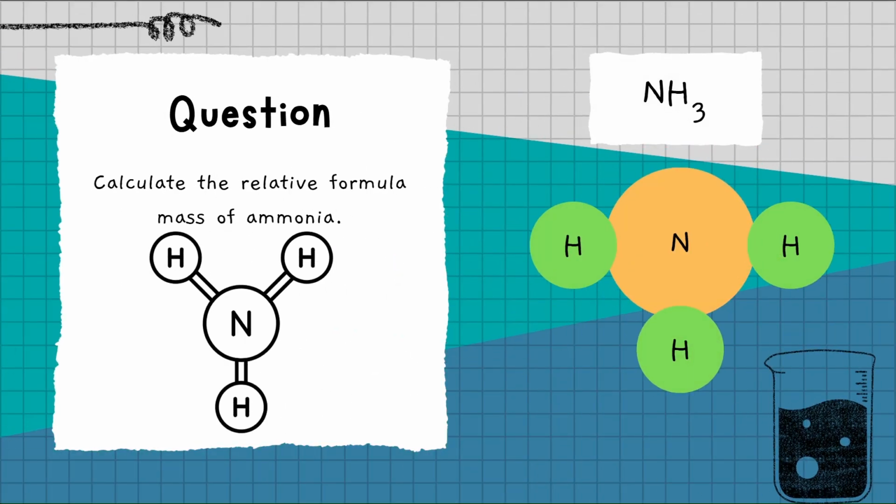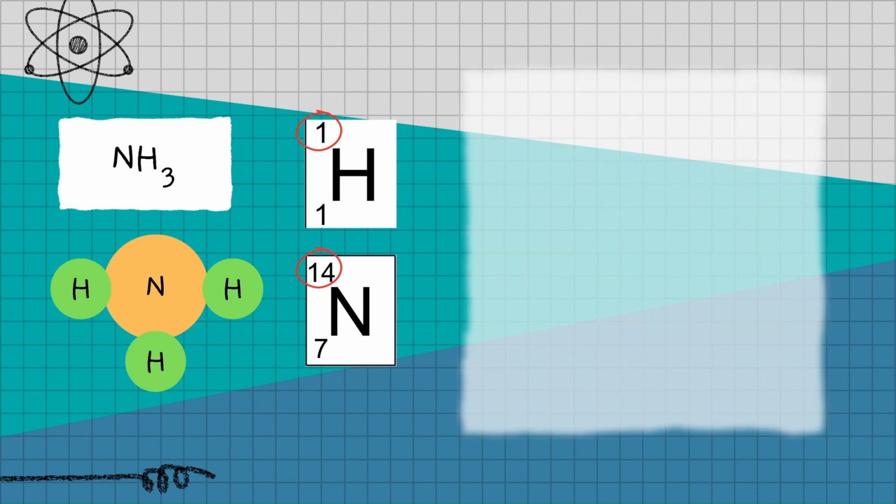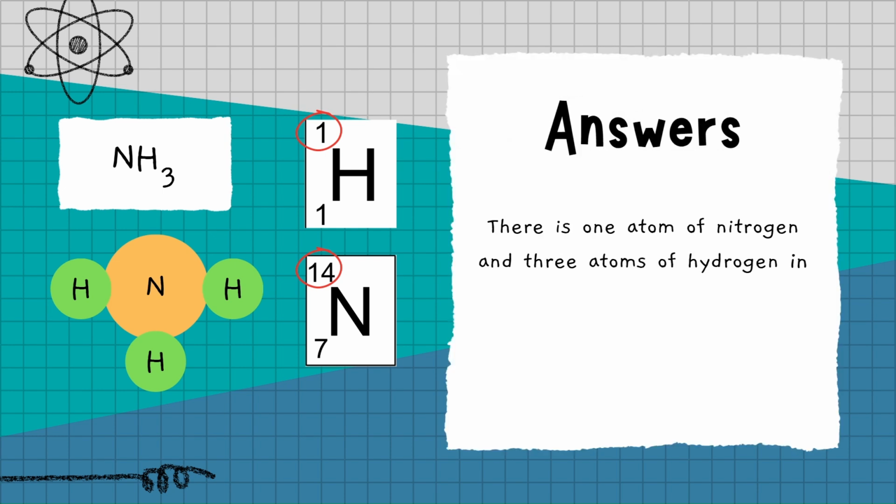Now pause the video and try to calculate the relative formula mass of ammonia by yourself. Here you go with the answer. I hope you have all got this one correct. First, you will check in the periodic table for both of these elements. The relative atomic mass of hydrogen is 1, and the relative atomic mass of nitrogen is 14. Now, because there are 3 hydrogen atoms and only 1 nitrogen atom, we are going to multiply 1 by 3. So 14 plus 3 is equal to 17.